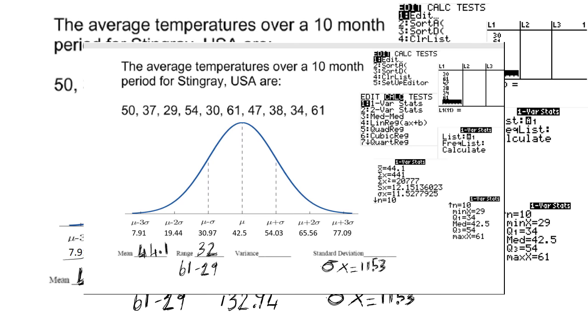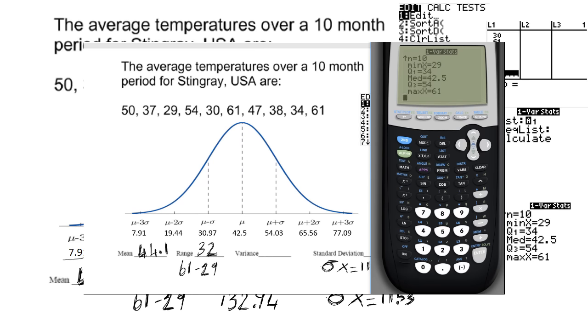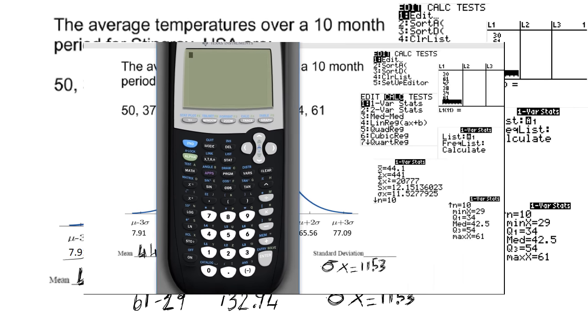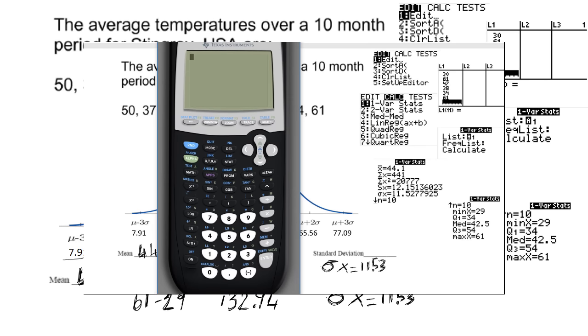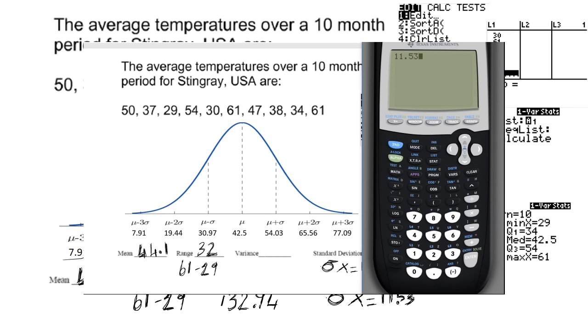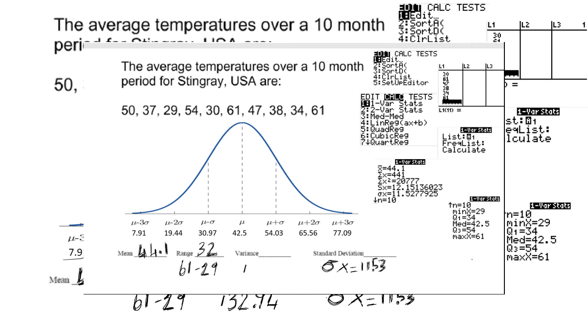Once we have the standard deviation, it's easy to find the variance. I can quit on my screen and write my standard deviation value. My standard deviation value was 11.53. If we take the standard deviation value and square it, then we will find the variance. So I can do 11.53 squared equals 132.94. 132.94 will be the value of variance.